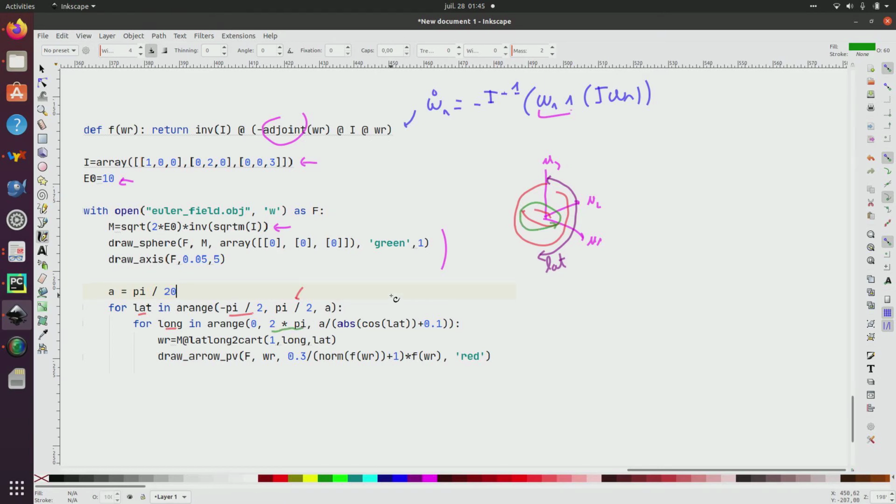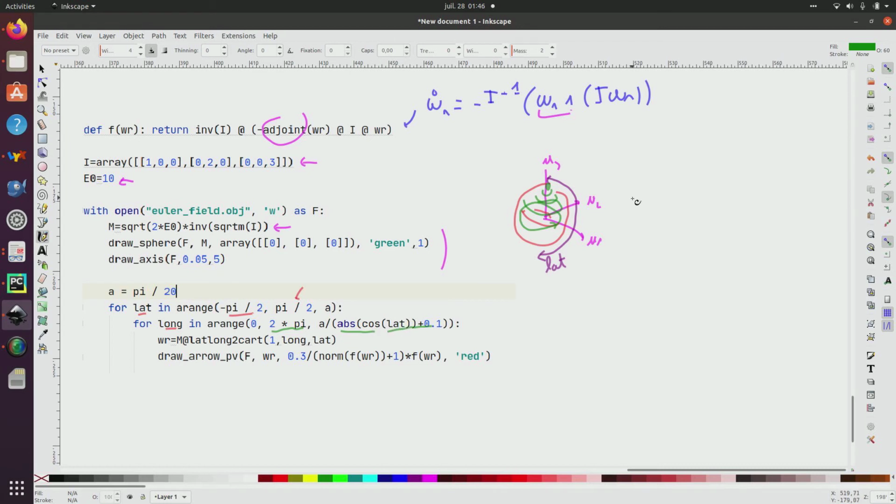Right. And here is a step. So the step, I have chosen here a different step just to have a uniform distribution, because the disk becomes smaller and smaller when I go towards the poles. This is why I have to choose a coefficient to take into account the cosine of the latitude.